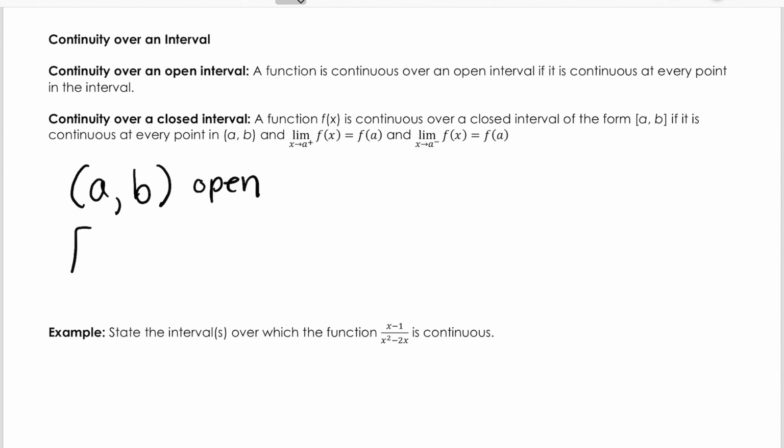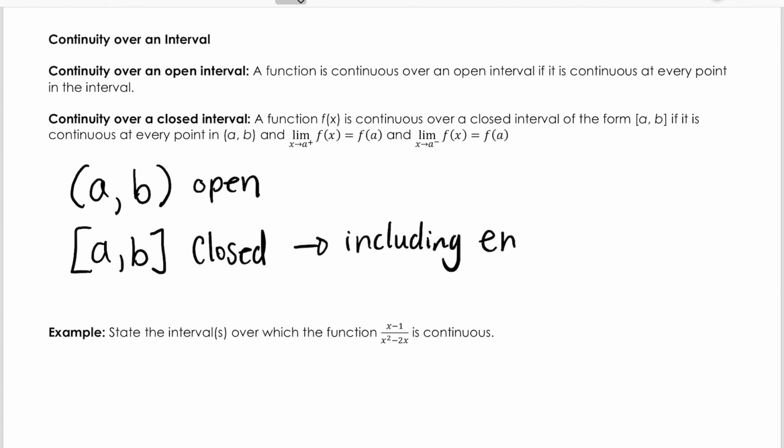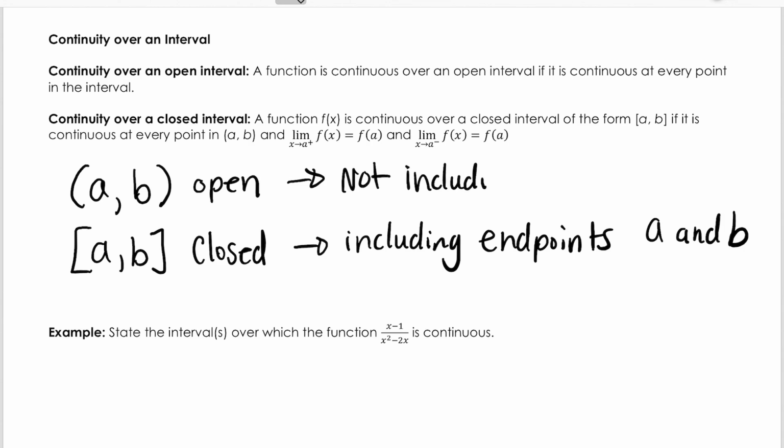And then a closed interval would look like this, where I would use brackets, because that means I'm including all the points between a and b, but I'm also including the endpoints a and b. So for this interval, I'm including the endpoints a and b, and this one I'm not including the endpoints a and b.